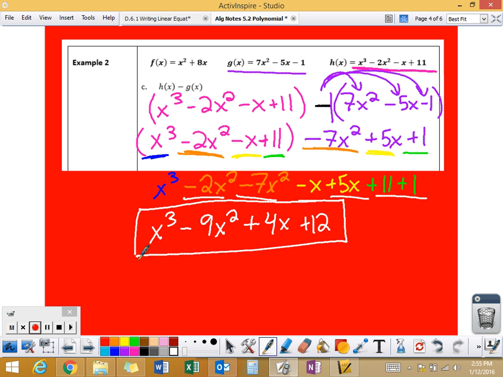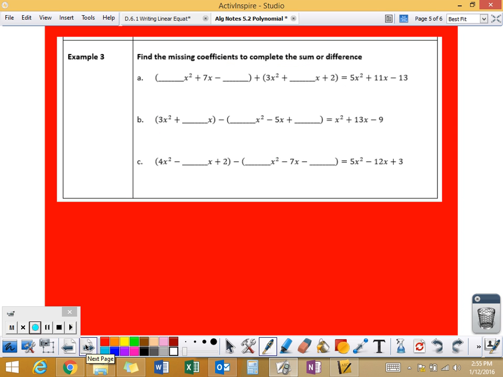Okay. There are a couple more problems that I want to do with you. So this problem, or these types of problems, are basically asking for the coefficients, or the numbers that we would put in here to make this equation true. So let's look at the first problem. We have right at the beginning this x squared term. We have an x squared term in the second one. And together, we want those to add to be 5x squared.